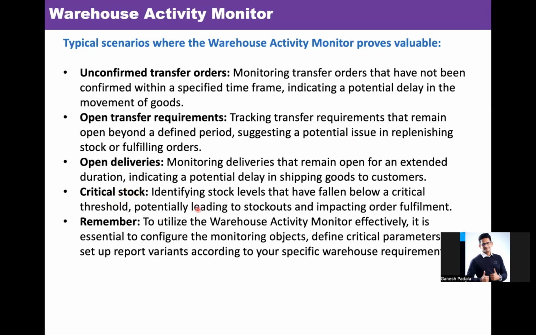Critical stock, identifying stock levels that have fallen below a critical threshold, potentially leading to stock outs and impacting order fulfillment. That also you can monitor in warehouse activity monitor. And finally, remember that to utilize warehouse activity monitor effectively, it is essential to configure the monitoring objects like critical parameters. Okay, transfer order 30 minutes, transfer requirement 2 hours. If you make it like that, the monitor will show only the main critical objects. If you keep everything 1 minute, or 5 minutes, whatever you are going to see in the report, the same thing will be visible in the monitor also.